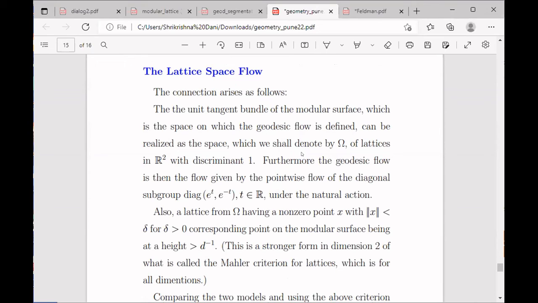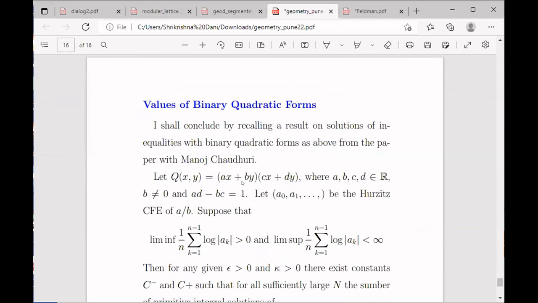But this is roughly what I said. We have two actions of the diagonal group, one corresponding to the geodesic flow and acting on the upper half plane of the hyperbolic plane, and the usual plane, and the relation between them gives you a relation between these two.